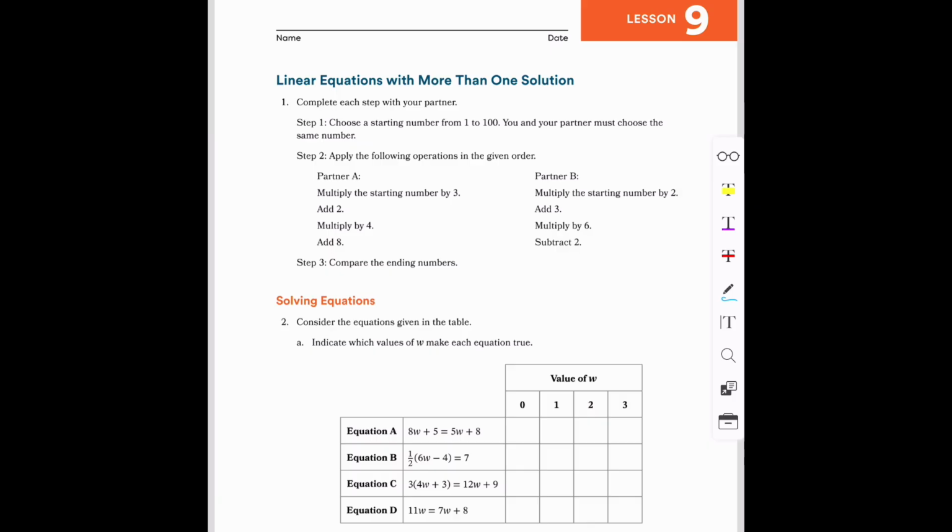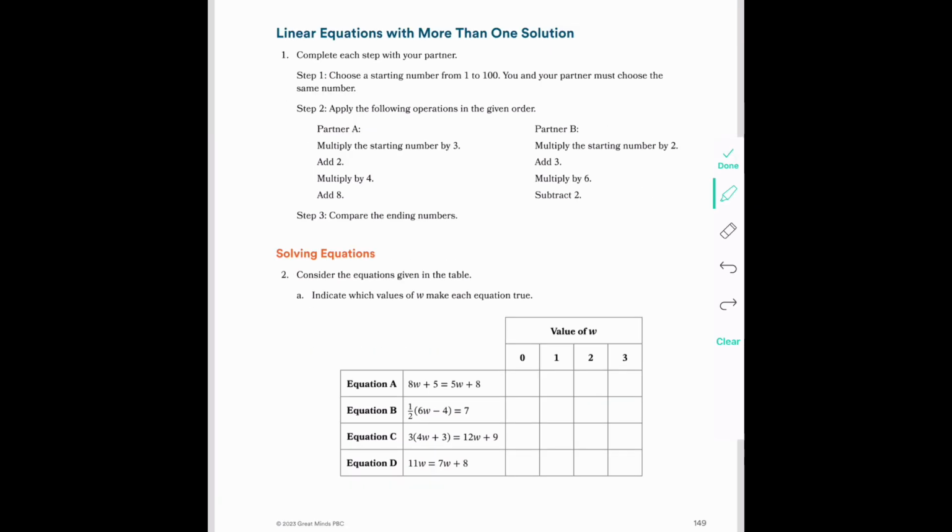if an equation has one solution or more than one solution or maybe even no solution. We're going to focus on one and more than one in this lesson, and we'll talk about no on Monday. So to start the lesson off, let's go ahead and read the directions.